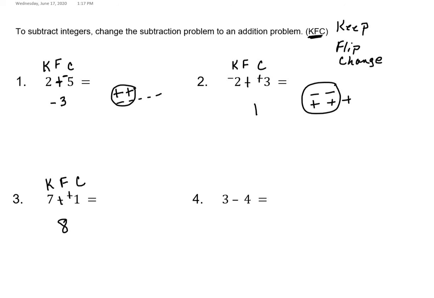In problem 4 here, I have 3 minus 4. So I'm going to change this to adding the opposite. So I have 3 plus -4. And again, you can go back to your pictures here if you need to, or if you like the number line method, you can use that as well. In this case, you can see that my answer here is going to be -1.